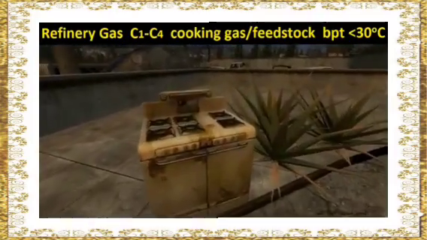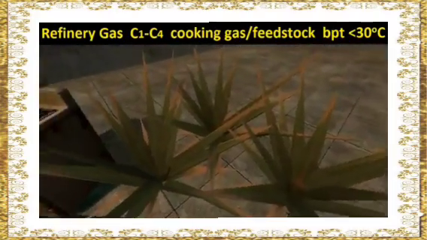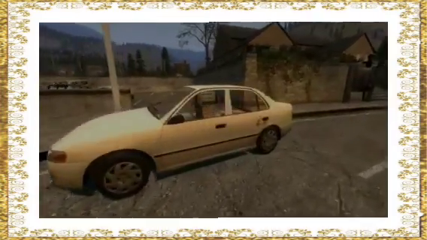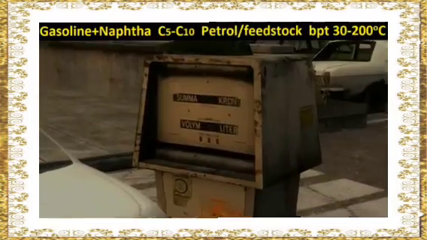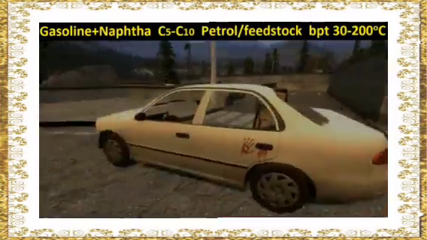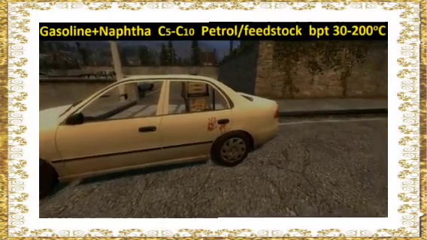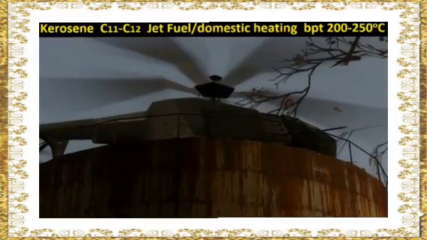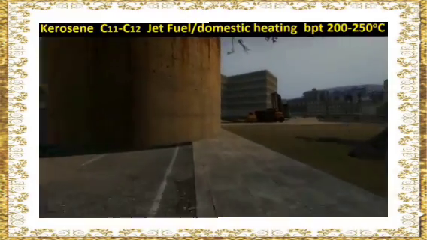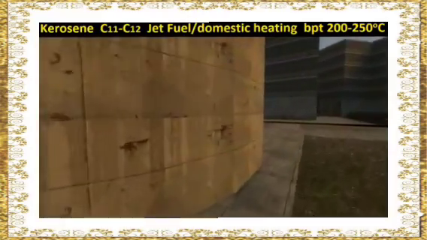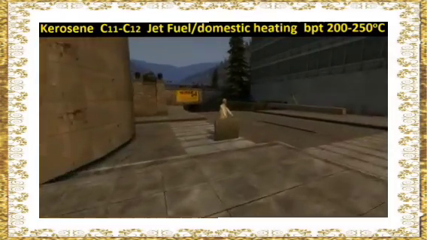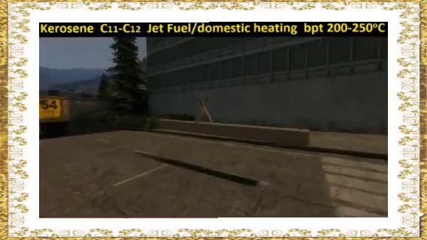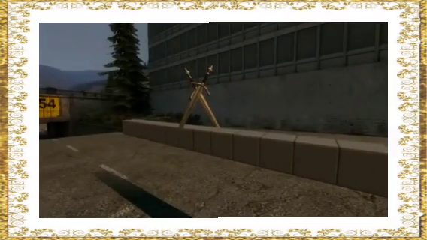Well, let's start with the lightest fraction that comes out of the top. That's used for cooking gas and feedstock. Feedstock is a reactant used for other chemical processes. Slightly heavier is the gasoline and naphtha with 5 to 10 carbons in a chain, used for petrol. Jet fuel and helicopter fuel is the next fraction, which is kerosene. It's also used for domestic heating. I've also put the boiling points there as well.